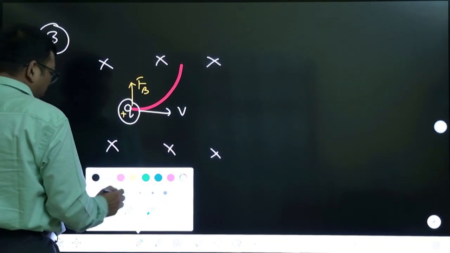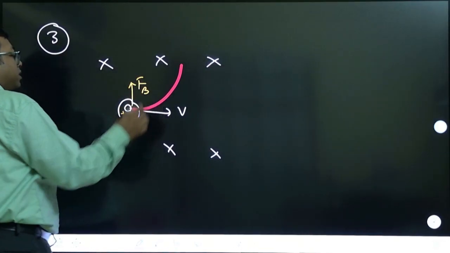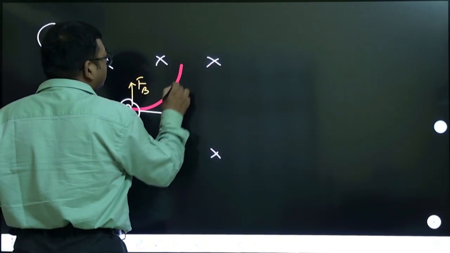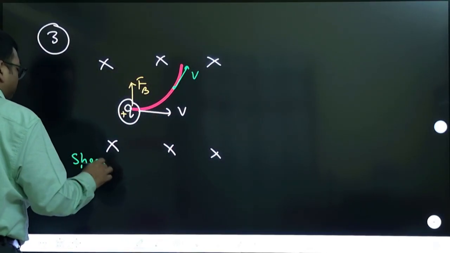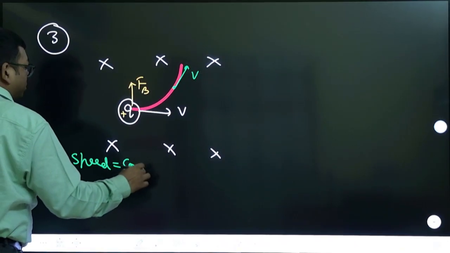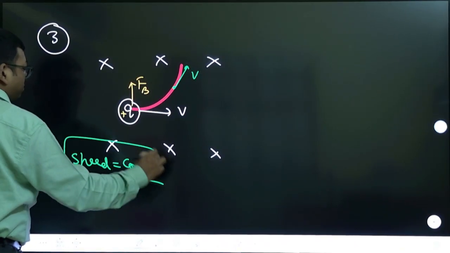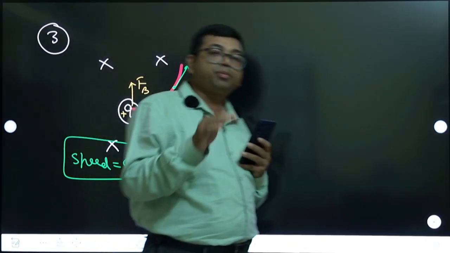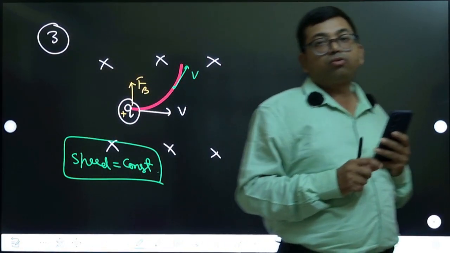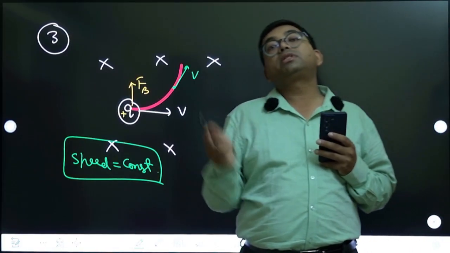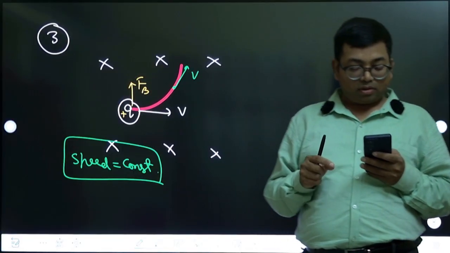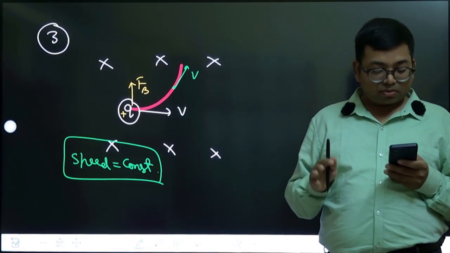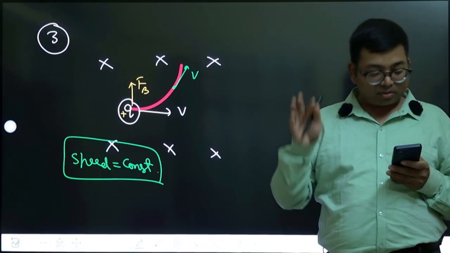Now the thing is that in this circular motion, you should know that the speed does not change. Velocity direction only will change. The speed remains constant. Why does speed remain constant? Because force is perpendicular to velocity. Force will not change the speed, but it will change direction only. It's like uniform circular motion, right? So the speed of the proton remains constant.